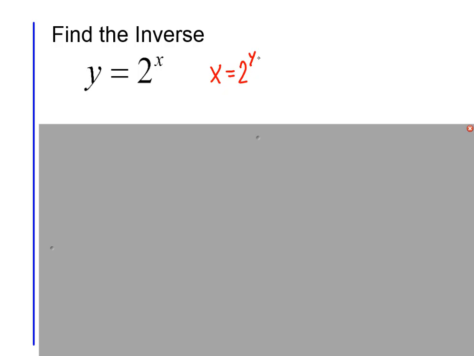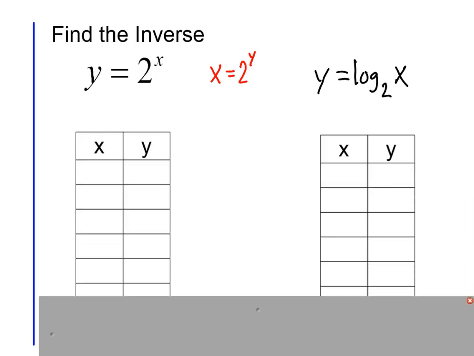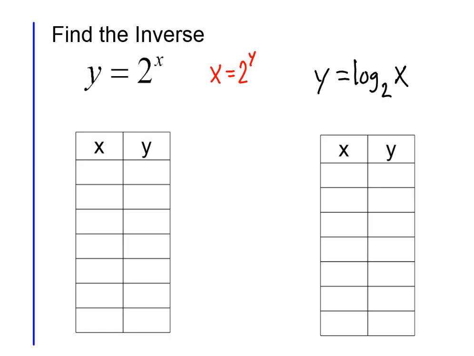And the way that we solve this problem back into y would be changing it into log form. The y, which is the exponent, comes down and is on the other side of the equal sign. The log has the base 2, and it is of x now. So y equals 2 to the x power is the inverse of y equals log base 2 of x. Let's make a table of some values for each of these to compare what happens.